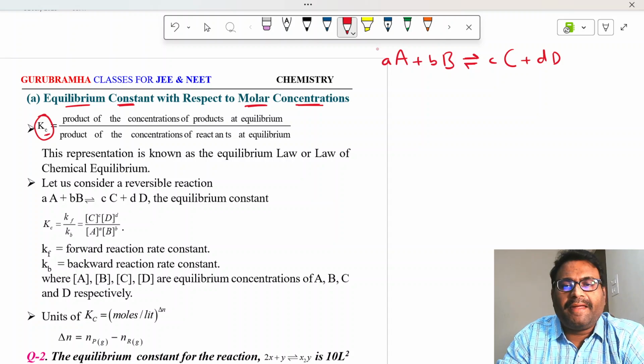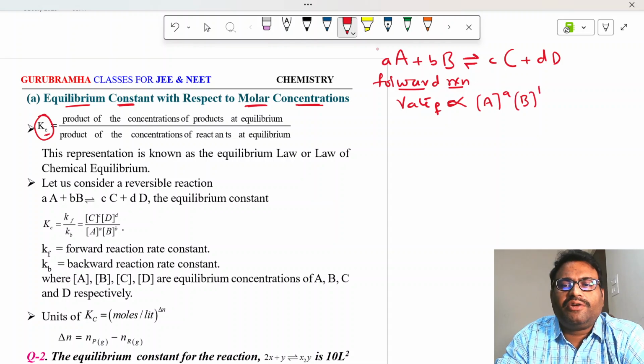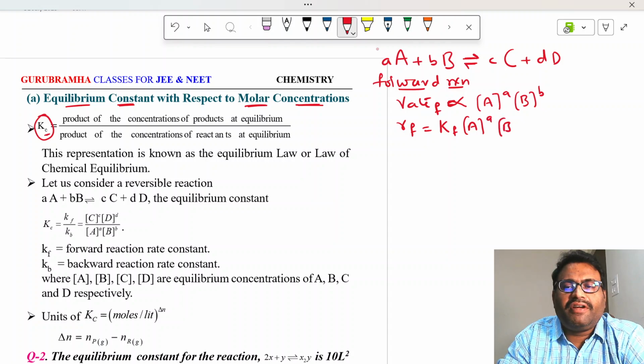Then for the forward reaction, apply the rate law or law of mass action. Rate of forward reaction, rate F, I am writing, is directly proportional to the product of the concentrations of reactants: concentration of A power a and concentration of B power b. So rate F is equal to, if I remove the proportionality, I can write K, the rate constant. As it is the forward reaction, I am writing F: K_F [A]^a [B]^b.